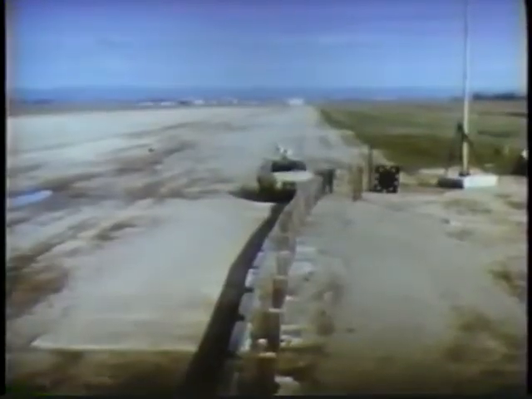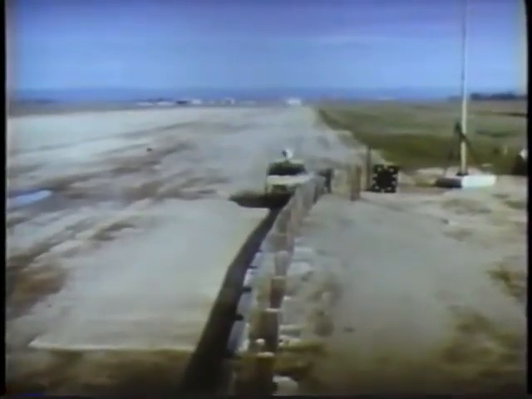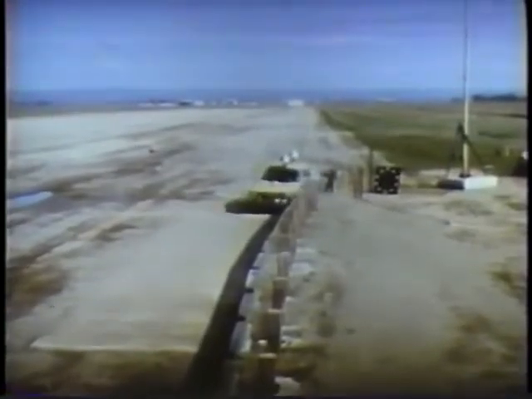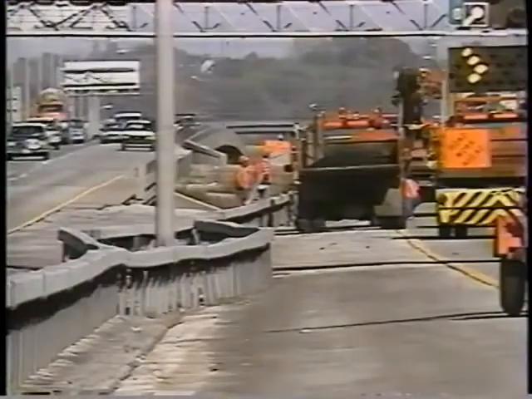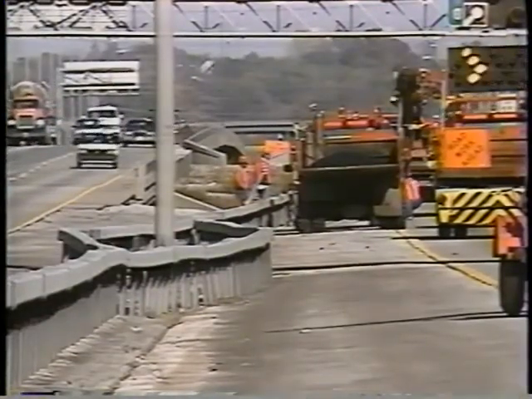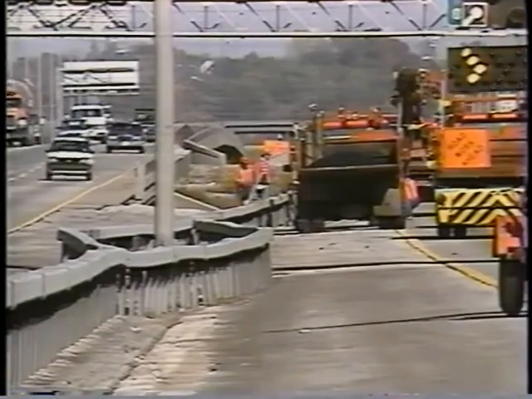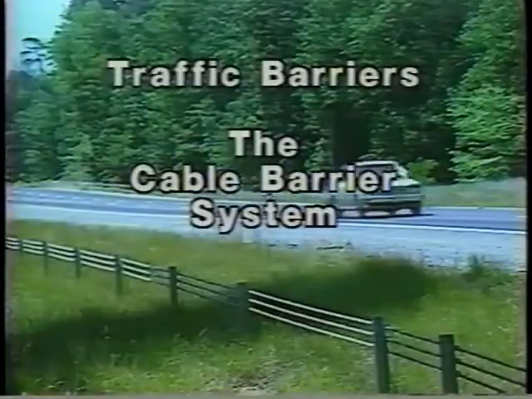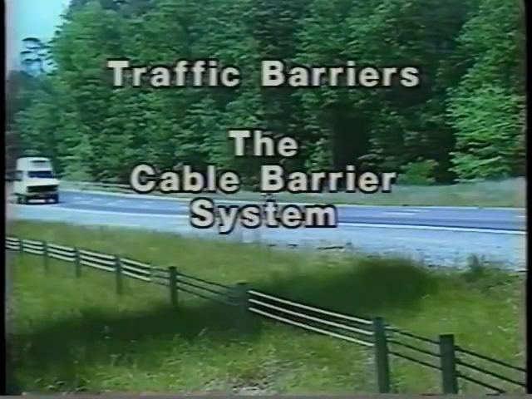Each program of the module describes how the various highway features work, why they're used, and what factors to look for that might cause them to fail. The programs also give examples of how the different systems are initially installed, then maintained and repaired. The first of the 5 programs discusses the cable barrier system.